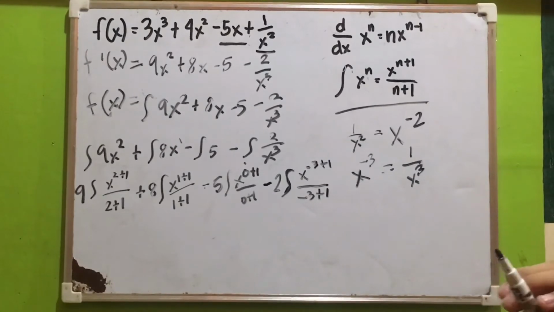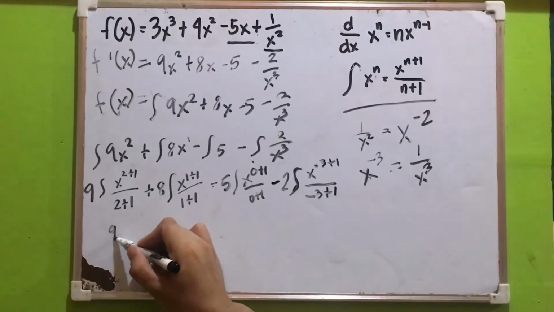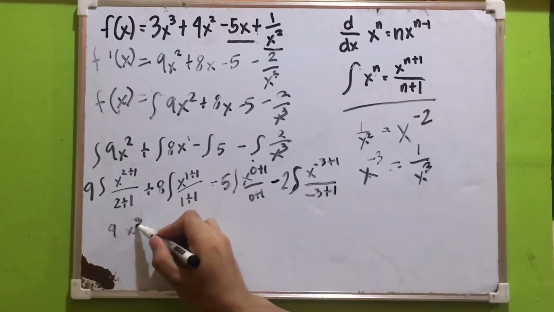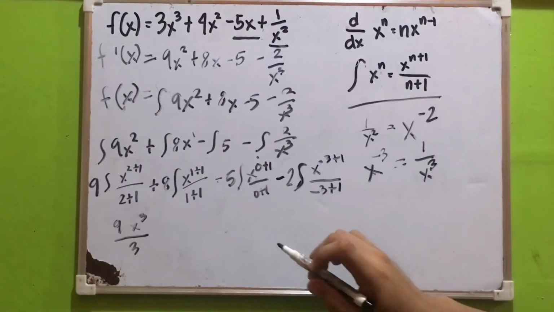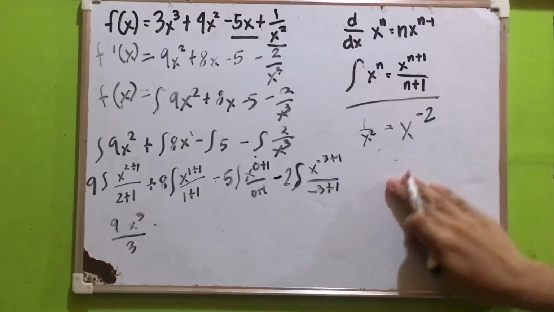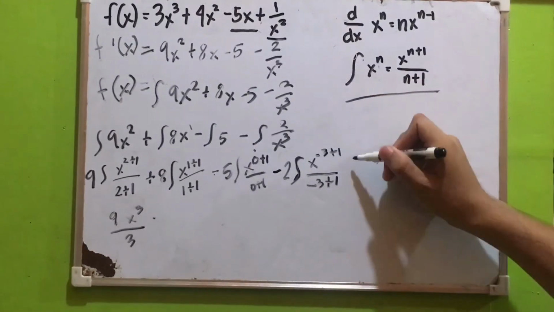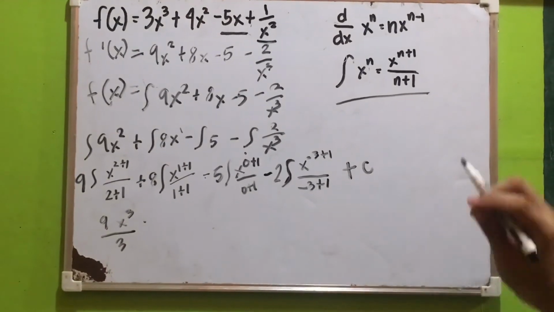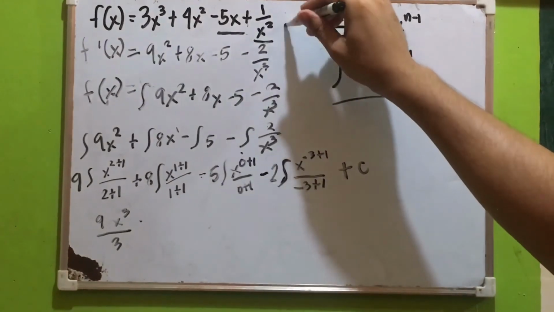Now we need to simplify everything. So 9 times x raised to the power of 2 plus 1, that's x cubed, over 2 plus 1 is 3. Later on we will simplify everything else. I forgot something: when we find an antiderivative of a certain equation, we should add plus c, or a constant, because the constant itself will appear when we later find the original equation.